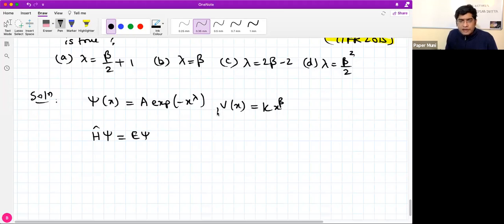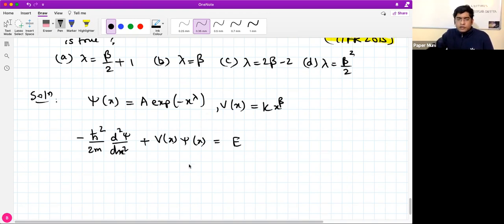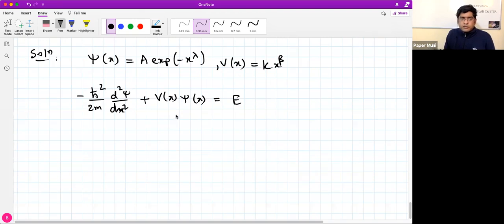Now this is the time-dependent part, and you don't need to remember it. You can just directly use this: minus ħ²/2m d²ψ/dx², plus V(x)ψ(x), which is equal to some constant E ψ. So we are just using the time-independent part. All right, so just plug in the equations. This is also psi, right?